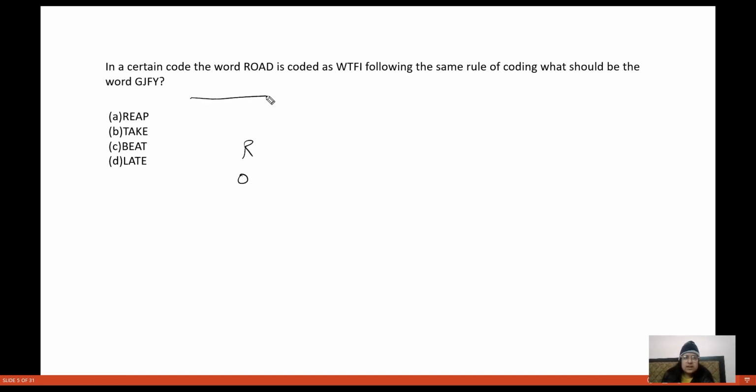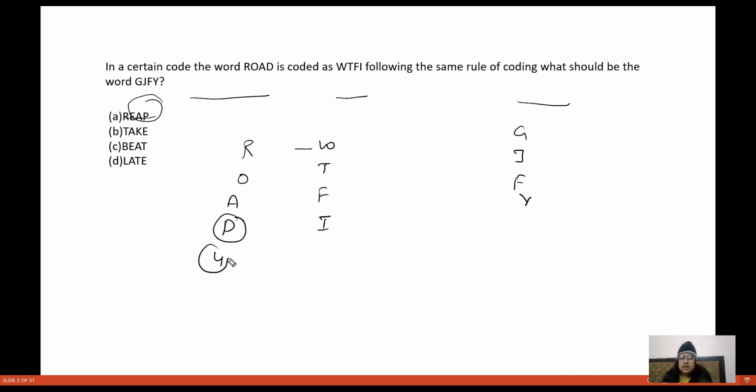In a certain code, ROAD is written as WTFI. Following the same rule, what is the word JGJFY? So D is written as 4, and I is written as 9, so plus 5 we are doing here. A is 1, and if you do plus 5, F is definitely 6. So in both these things we are getting plus 5.